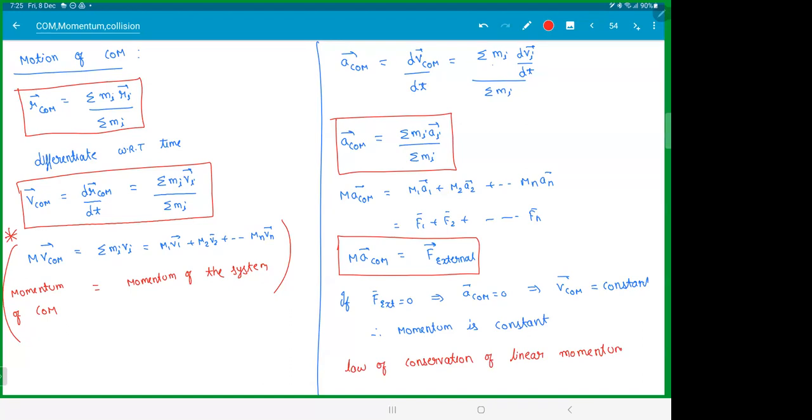Please have a look at this page. That is the initial momentum. That is fine. Initial is equal to final.